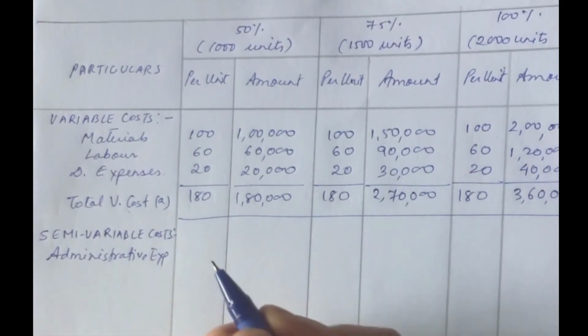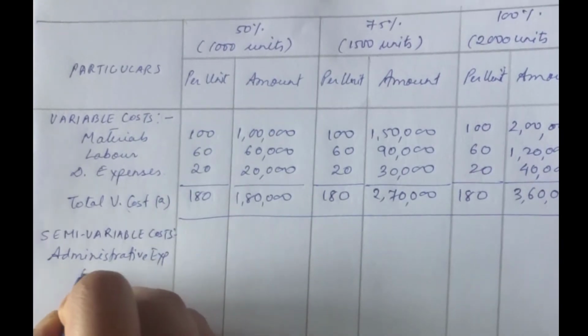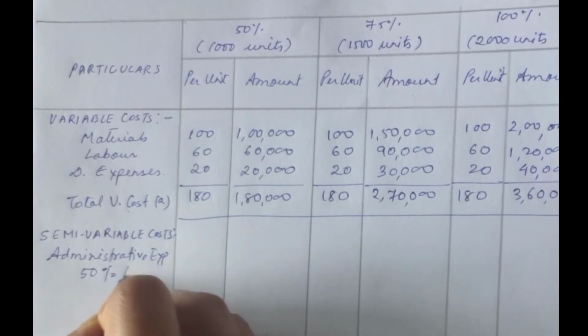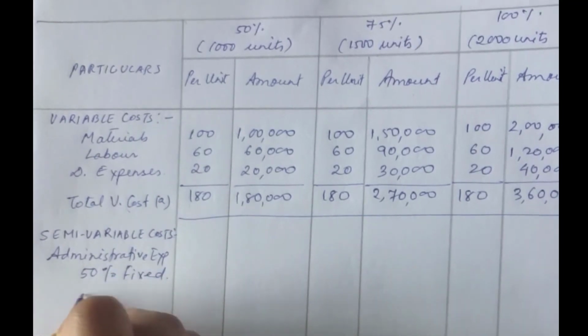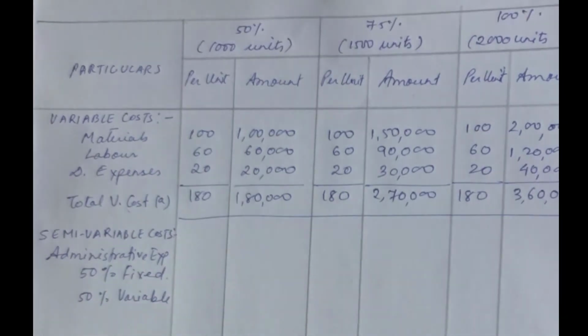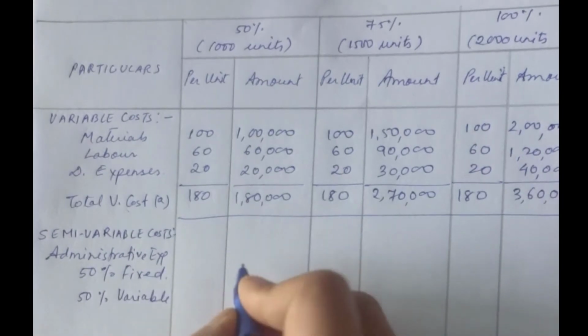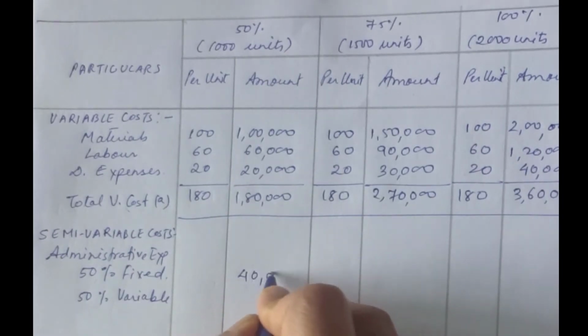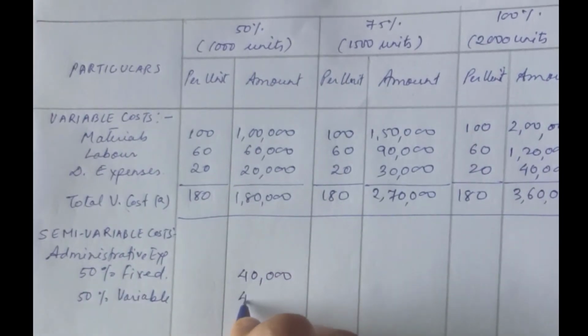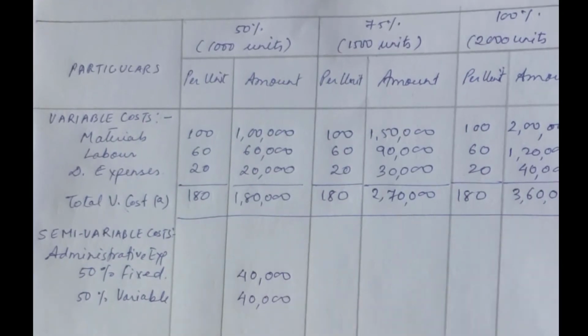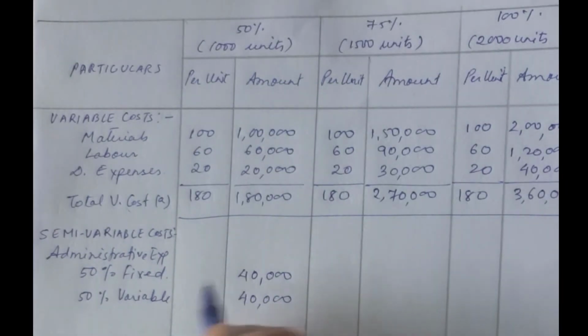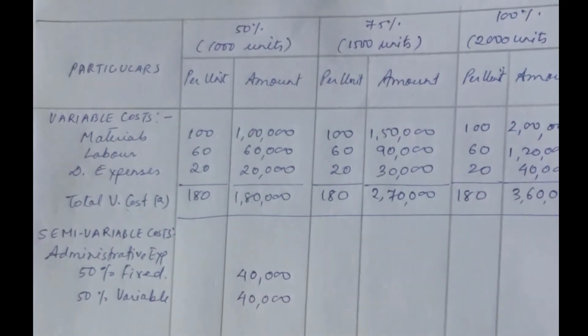Now under administrative expenses, they are saying 50% is fixed, right? 50% is fixed. That means 50% will be variable. Now, 50% fixed on which amount? On 80,000, right? So 50% of 80,000 will be 40,000 rupees. So 40,000 rupees is fixed and 40,000 rupees is variable.